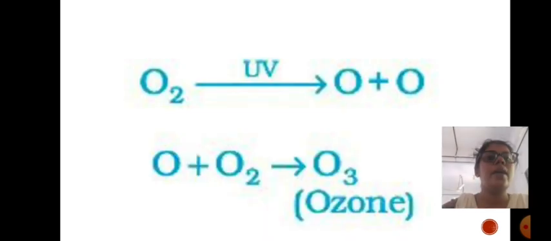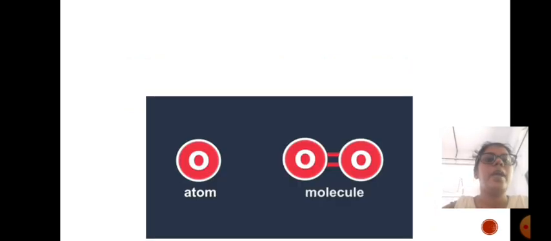This is the chemical equation for the formation of ozone. From this formula we can see that oxygen, after absorbing high energy ultraviolet radiation, splits into 2 oxygen atoms. Then each of these oxygen atoms combines with an oxygen molecule to form ozone. The reaction doesn't stop here. This ozone molecule again decomposes, and in the next video we are going to see how this happens.